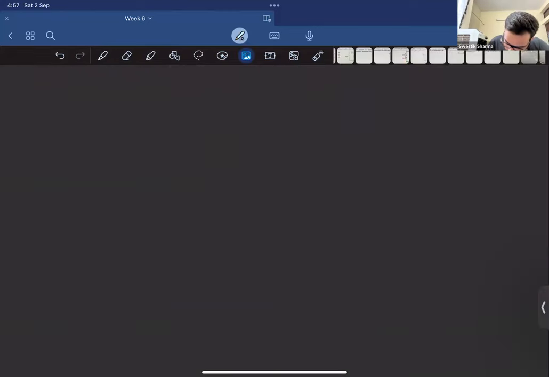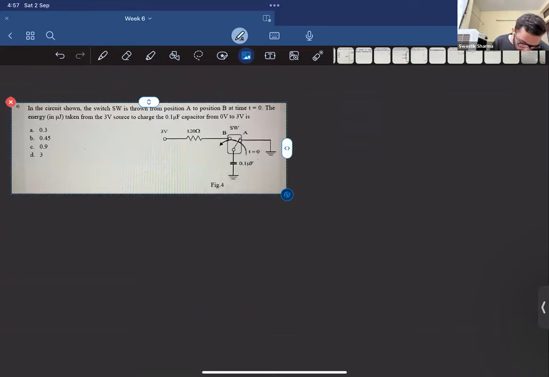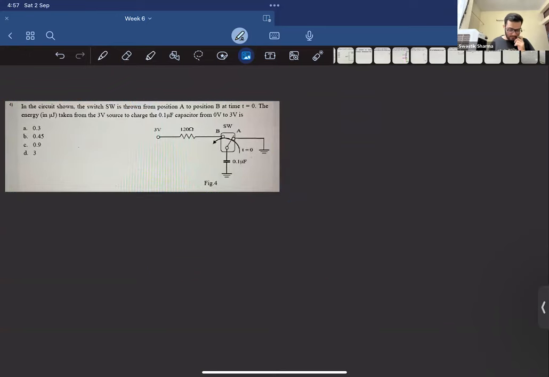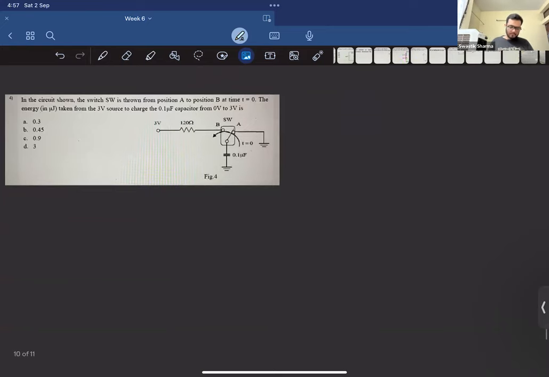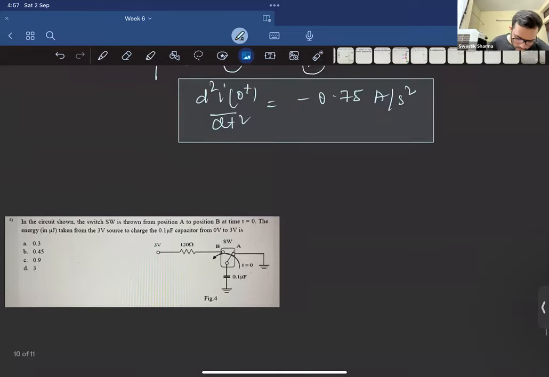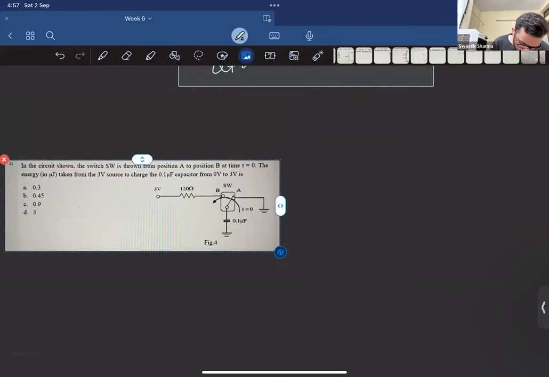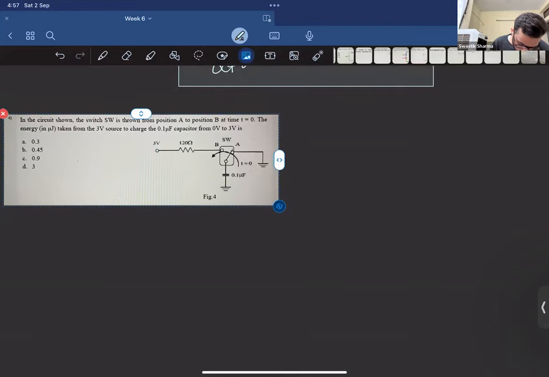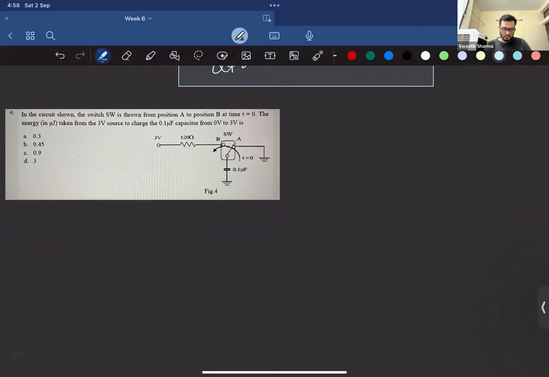So let's solve this question. Okay, so how can we solve this? So what is it saying? It's saying that there is a switch connecting the capacitor from ground to that 3-volt source via a 120 ohm resistance, right?